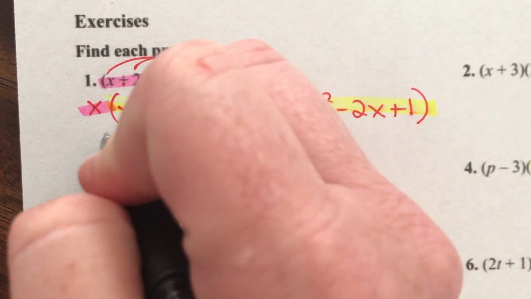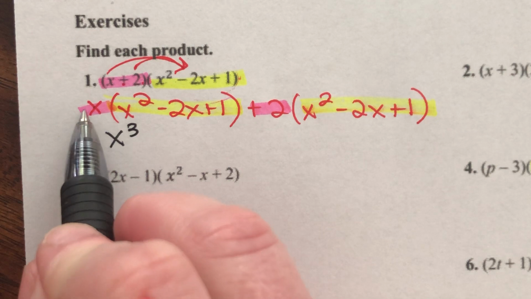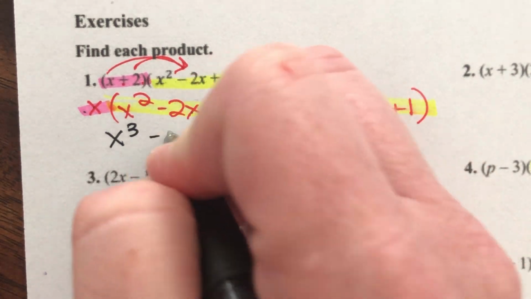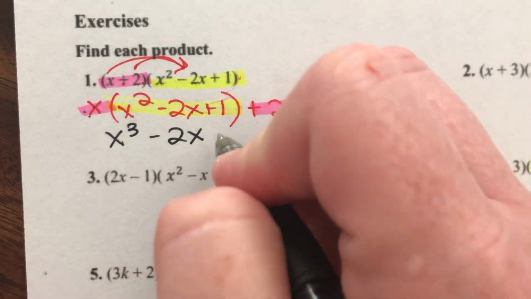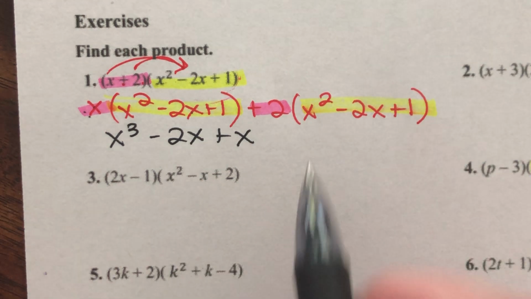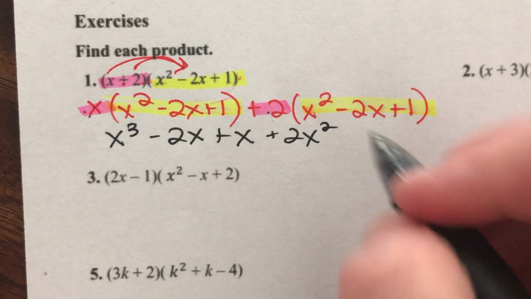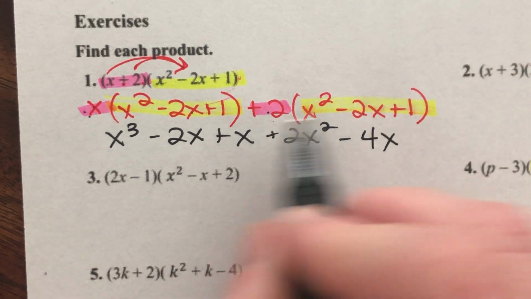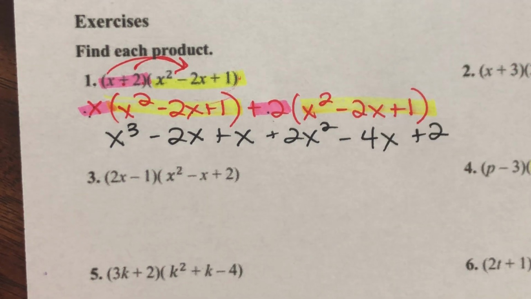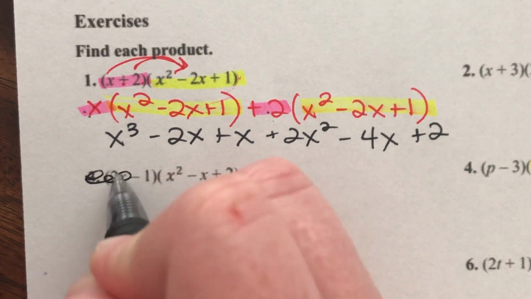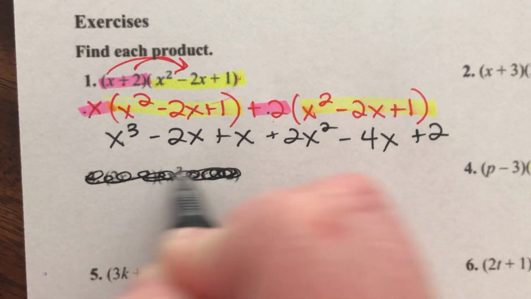So x times x squared is x to the third. X times negative 2x is negative 2x squared. X times 1 is x. And then 2 times x squared is 2x squared. 2 times negative 2x is negative 4x. And 2 times 1 is 2. And then I'm going to get rid of this because I'm not doing that one. I just need the space.